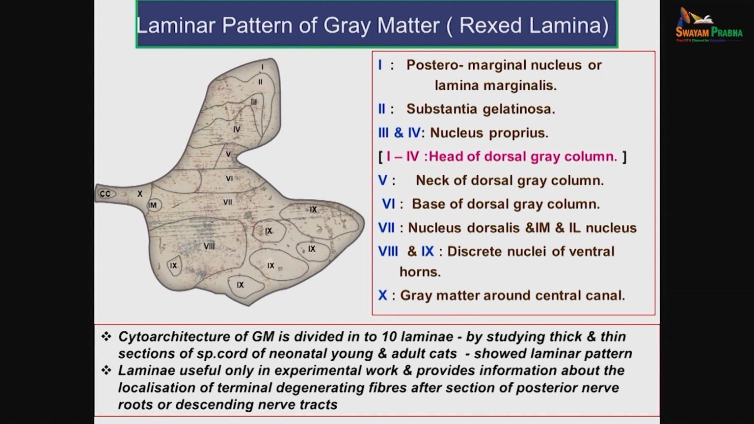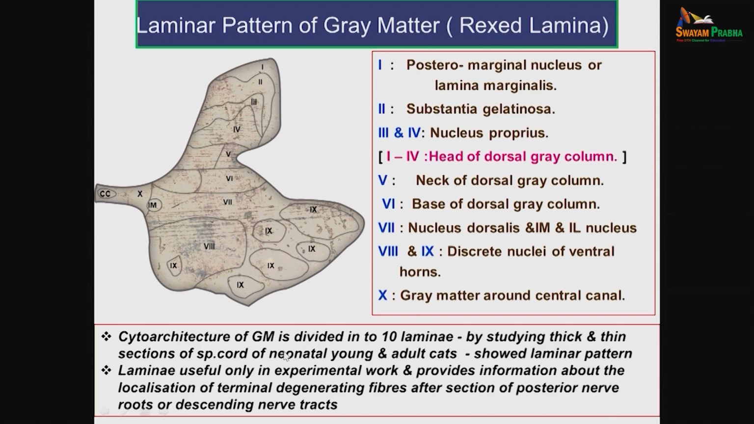Which showed the laminar pattern. Please understand this is useful only in experimental work, and also it provides information about the localization of various terminal degenerating fibers after the section of a posterior nerve root or a descending nerve tract is done. So this is the application of knowing the laminar pattern. You can just look at the picture that 1 to 10 lamina are labeled.